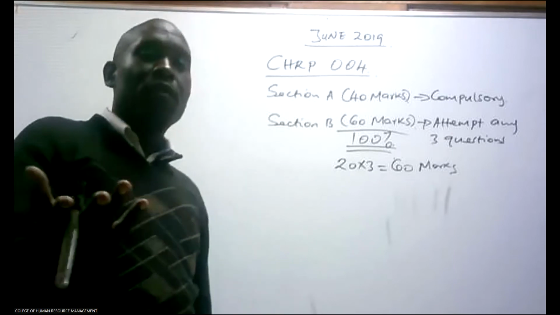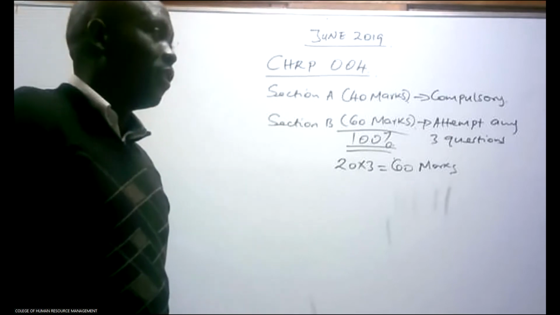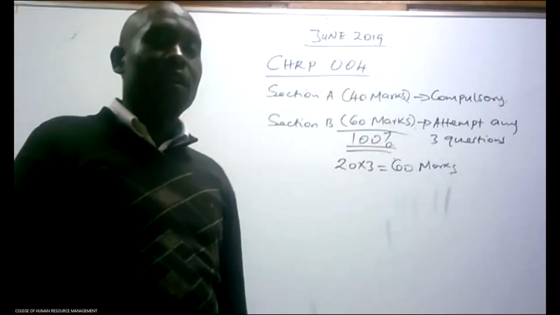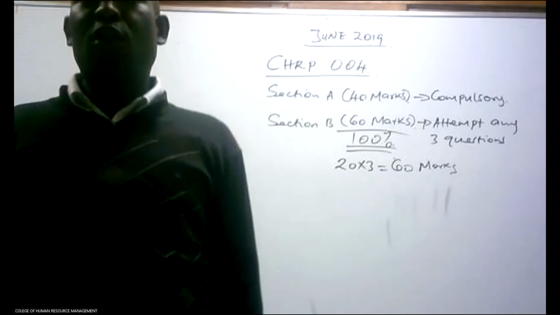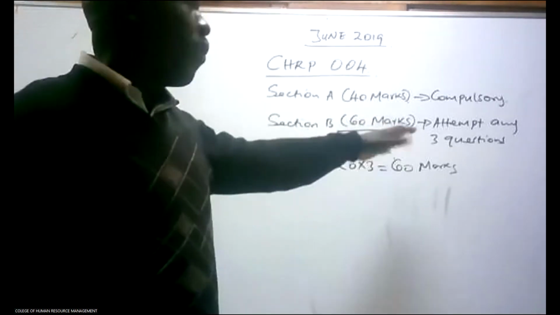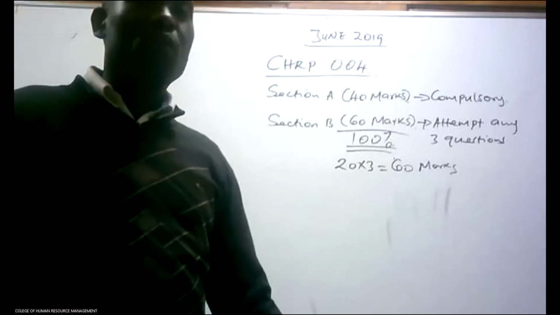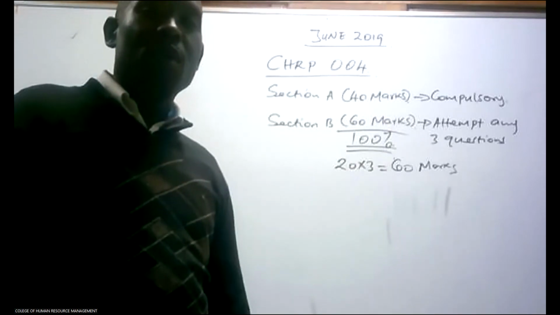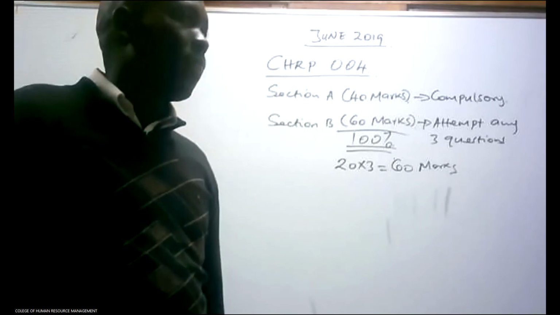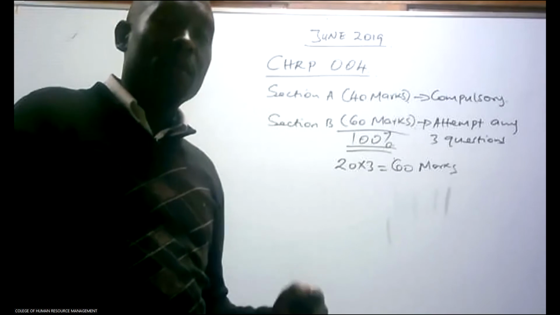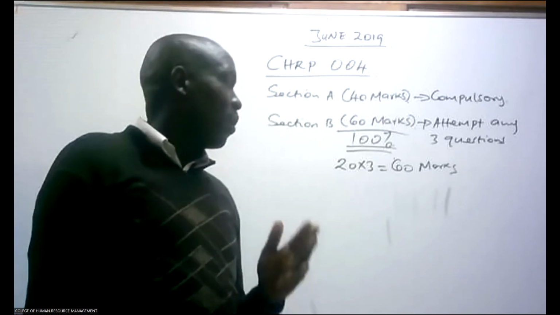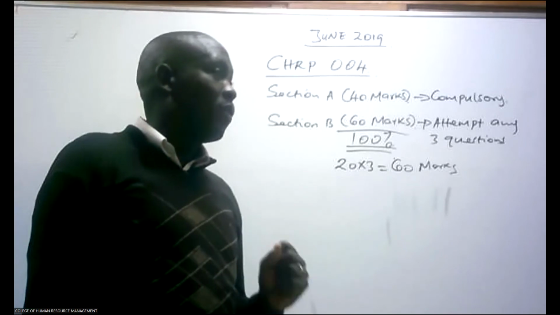And 50 is very small. Just add 10 more here and you are done. Or you just get 10, 10, 10 everywhere, and of the 5 questions you attempt, you get 10, 10, 10. You are done. It is very easy for you to pass this paper. Only that you go to that paper with the mentality of maximization.